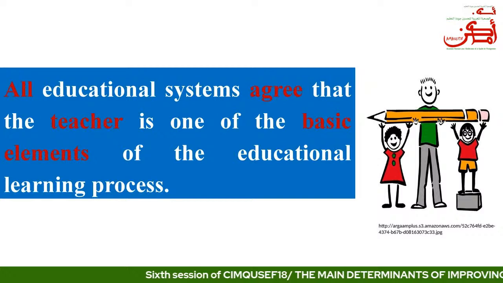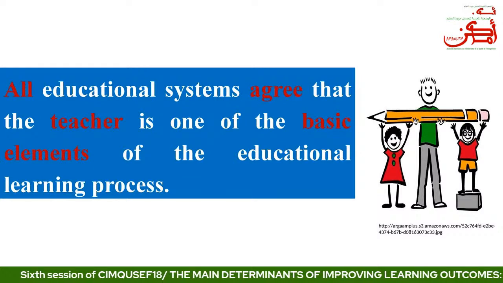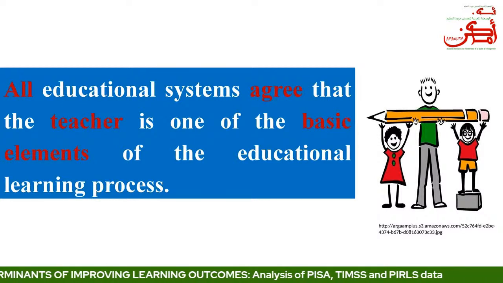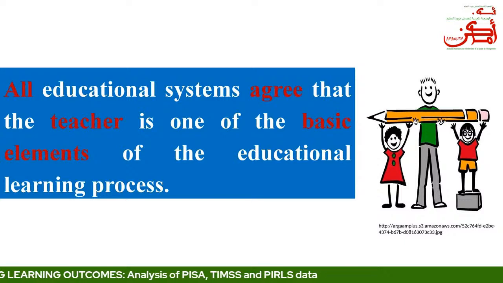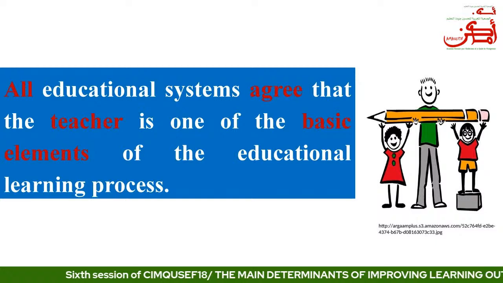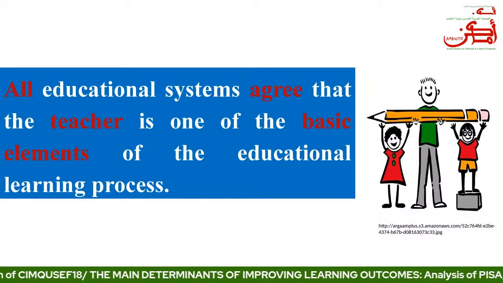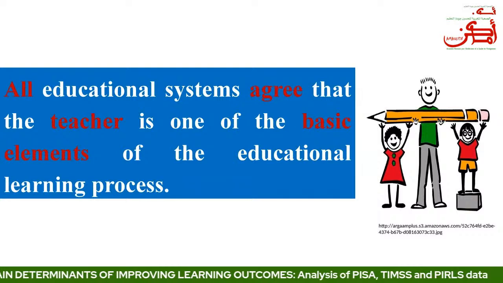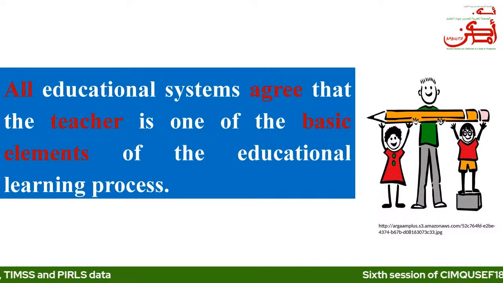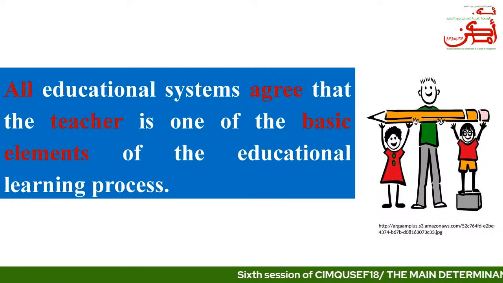All educational systems agree that the teacher is one of the basic elements of the educational learning process. The principal elements that make teaching and learning possible and attainable are the teacher, the learner, and the conducive learning environment. The teacher serves as the prime mover of the educational process, while the learners are the key participants in the learning process. The conducive learning environment provides essential features and integrated methodologies needed for smooth linking among the three elements: teachers, learners, and environment.